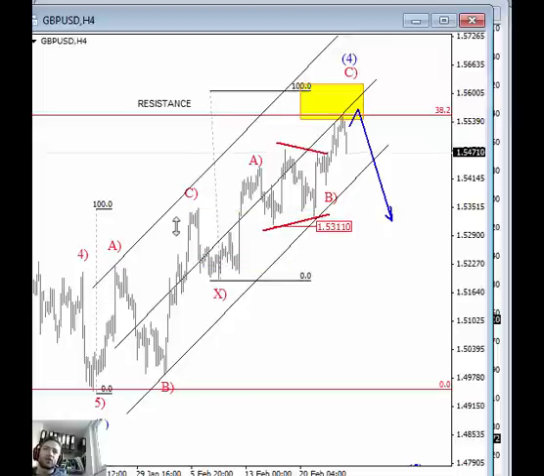So actually I count this as a double zigzag. We were tracking this week a running triangle in a wave B, and we have seen a move to the upside into our mentioned resistance zone, from where the market is now reversing very nicely.